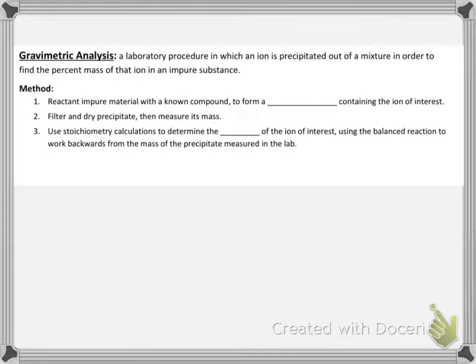Today we're going to talk about gravimetric analysis, which is a lab procedure in which you precipitate out a specific ion of interest to find the percent mass of that ion in an impure substance. As far as laboratory technique is concerned, it is a very straightforward three-step process. First, you have to react that impure material with the known compound, and the goal is to form a precipitate that contains the ion you are trying to isolate.